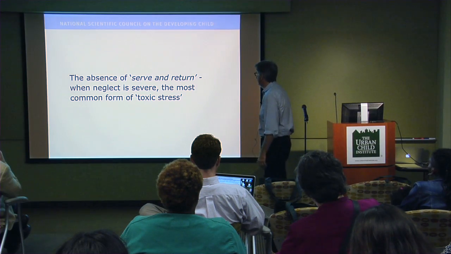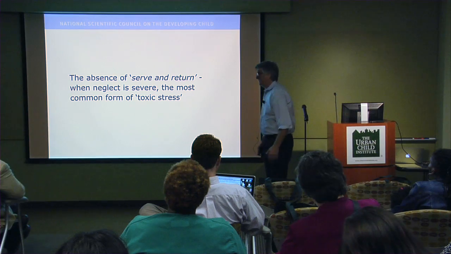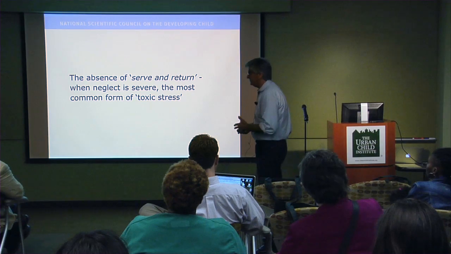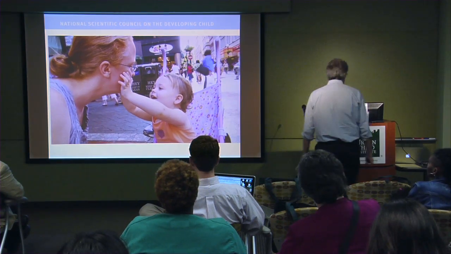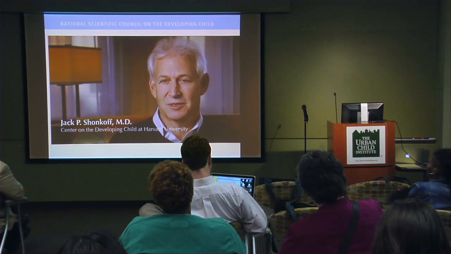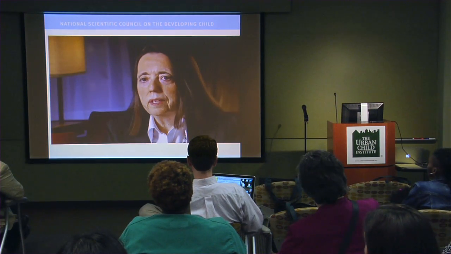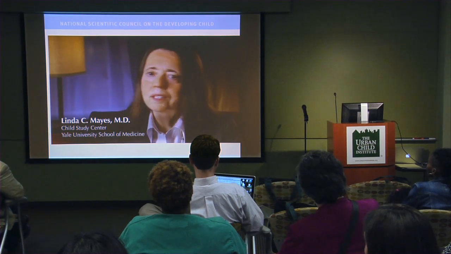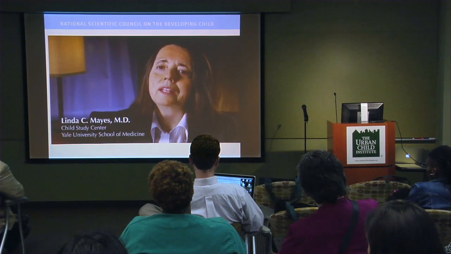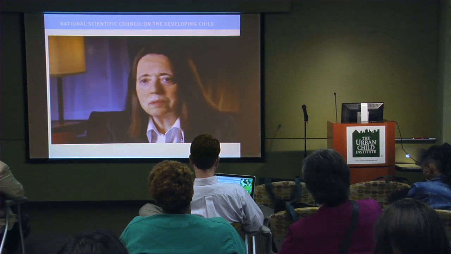So the absence of serve and return, when neglect is severe, is in the United States the most severe form of what we call toxic stress. It's not abuse, it's not physical abuse. That's a toxic stressor, but when you look at the numbers, it's neglect. Built into our biology is the need to have responsive interactions with adults. Neglect for children is when they don't get what the brain is expecting to get, what we are biologically prepared and waiting for, which is input from those around us.